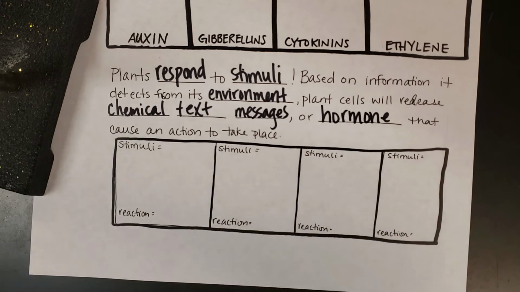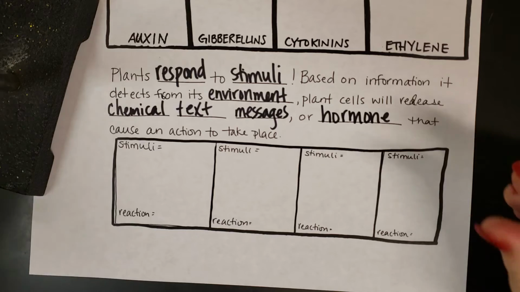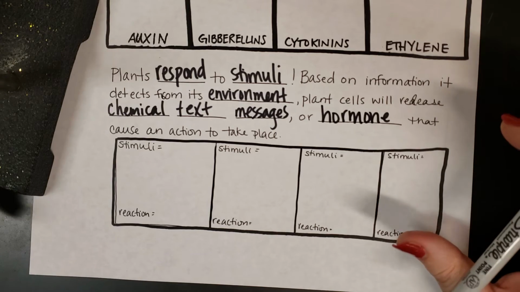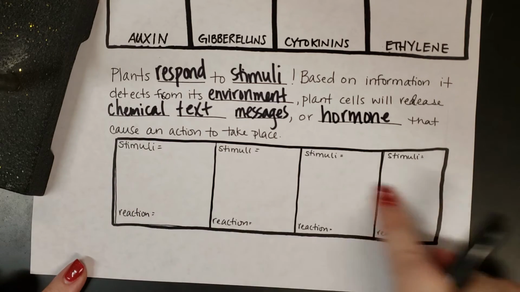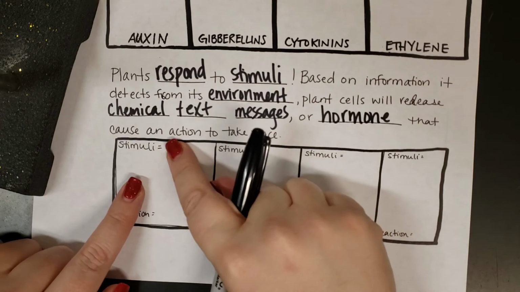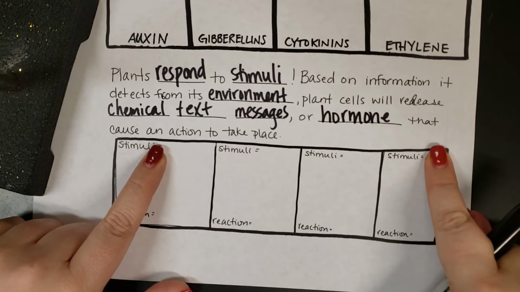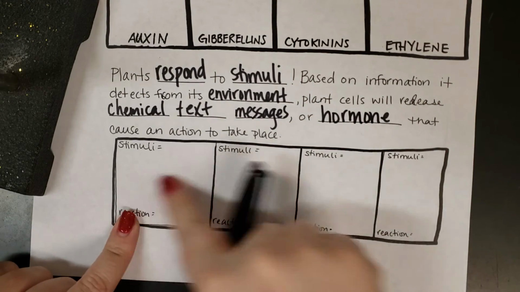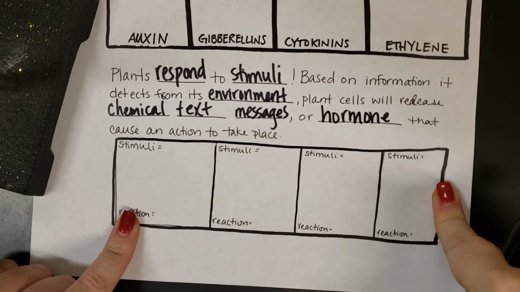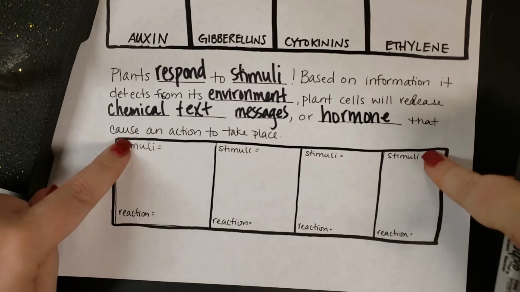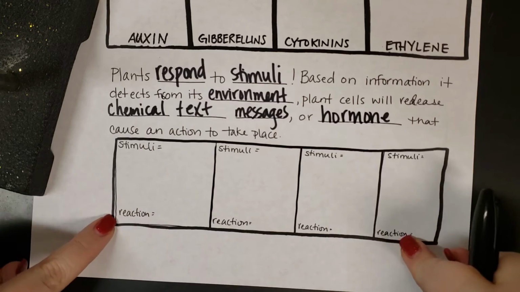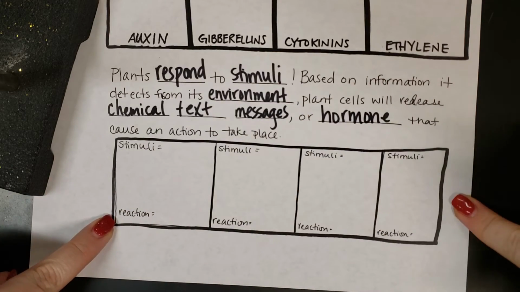In your body and in plants and in anything else that has hormones, they're just like text messages, but in chemicals instead of words. All right, so down here at the bottom, you're gonna fill in the stimuli, and then we will write what happens after the stimuli and then what the reaction is. So this is the cause, and this is the effect, and this is how that takes place.